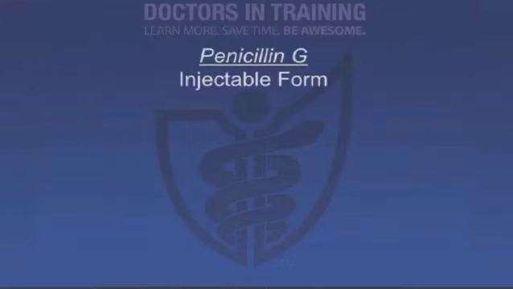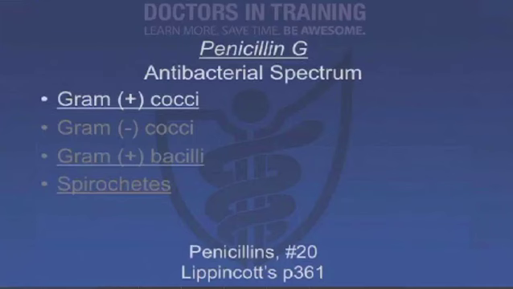Penicillin G is an injectable form of penicillin, and it's used for a number of infections. It's used for gram-positive cocci, including Streptococcus pneumoniae and Streptococcus pyogenes. It's used for gram-negative cocci, including Neisseria species. Some gram-positive bacilli, including Bacillus anthracis, as well as Corynebacterium diphtheriae, and then spirochetes. And the one that we still use penicillin a lot for is Treponema pallidum, the agent for syphilis.